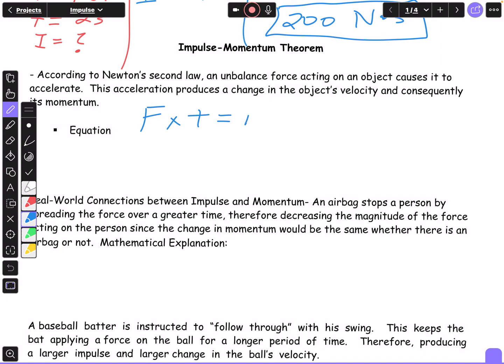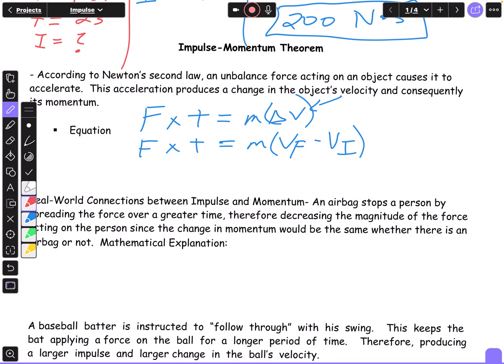The change in momentum is going to be M times delta V, which I can rewrite as F times time is equal to M times (VF minus VI). Most of the time I'll be using this second equation because I'll be given a final velocity and initial velocity. However, if it ever asks me to solve for the change in velocity, I would want to use this top equation because I'd be solving for delta V.